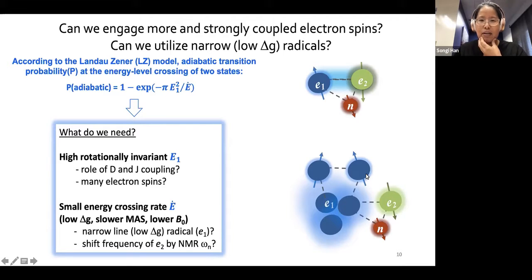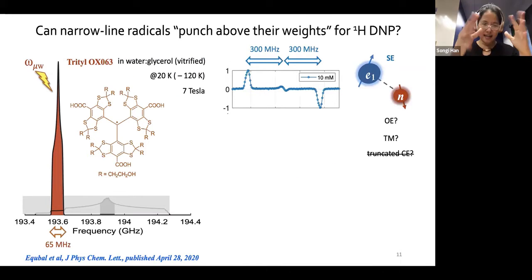Of course, this has been around in the literature for a long time, and it's highly debated right now as we speak. But let me share an observation that we didn't intend to have, and we were surprised ourselves. So the question is, can narrow line radicals punch above their weight? What do I mean by that? You take a trityl radical, OX063, water soluble. Under our conditions, it has a linewidth of about 65 megahertz. So can it be used to polarize proton NMR effectively? Well, for proton NMR at 7 Tesla, you need 300 megahertz. The linewidth itself doesn't offer that.